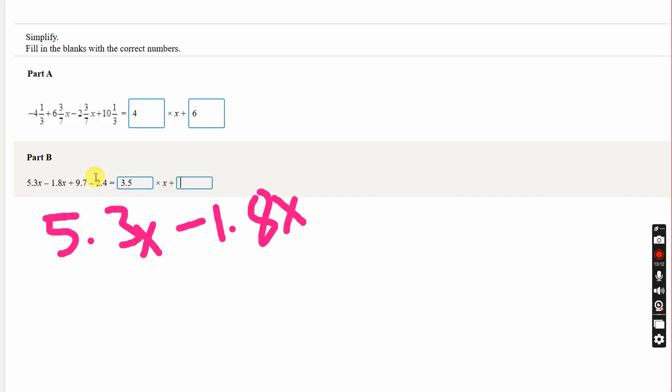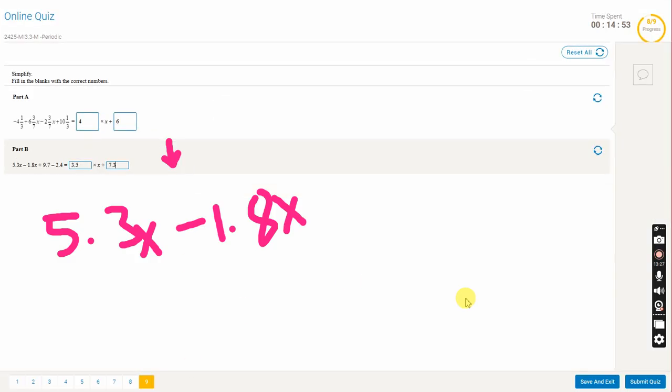So the next part is 9.7 minus 2.4. Just group them up together. You know 9.7 is positive. It's larger, so we'll carry that sign. They already carried it here. And then what do we get? It's 7.3. So right here, 7.3. Okay, let's go to the next one.